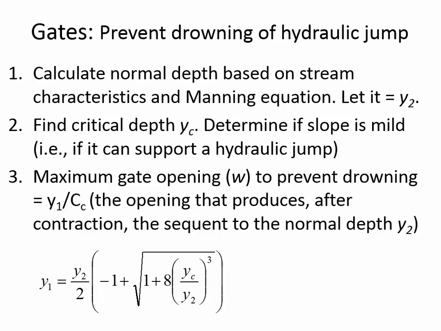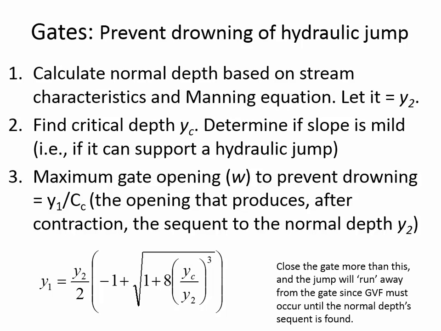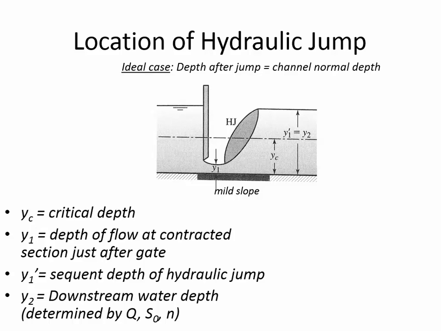And here's the equation that we can use, the Belanger momentum equation, for finding the sequent of the normal depth. We're going to set the normal depth that we found in Manning's equation equal to y2 to calculate y1, and once we have y1, we can calculate yg. If you close the gate more than that, the jump goes away from the gate. And if you open it more, then the jump will go towards the gate.